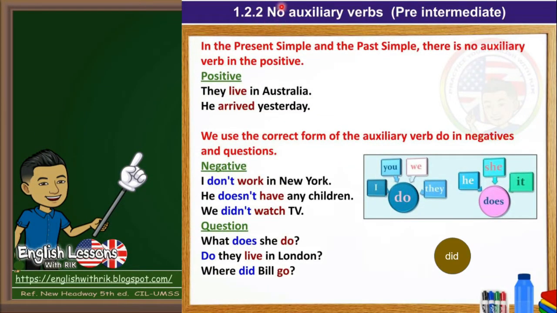No auxiliary verb. In the present simple and the past simple, there is no auxiliary verb in the positive. Positive. They live in Australia. He arrived yesterday.